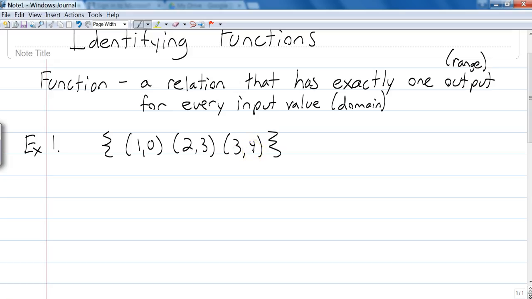All those are fine because there's never a repeat. If I did a 1 again, another point, and then had a different output, that would then not be a function. So this is a function because all the different inputs have different outputs. Okay, so let's see what it looks like when it doesn't work.